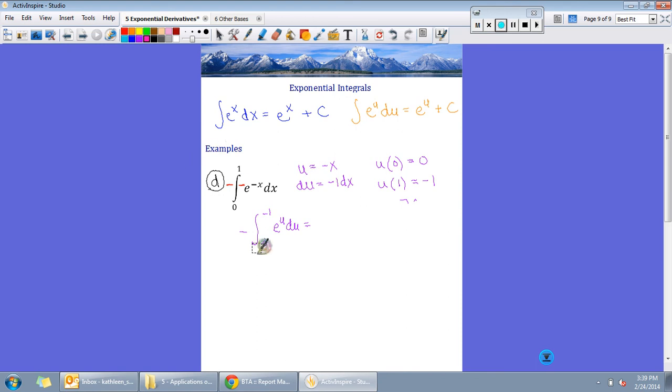Now this one's tricky because the numbers are now backwards, but it's easily fixable, particularly because we have this negative out in front. So if you flip your limits of integration to get -1 to 0, your negative sign that was out in front just goes away because you flipped the limits. And this is still e to the u du. Antiderivative is very easy. We have e to the u evaluated at those two numbers. You plug in 0 first, you plug in -1 second. So this is going to be 1 minus 1 over e, and that's it.